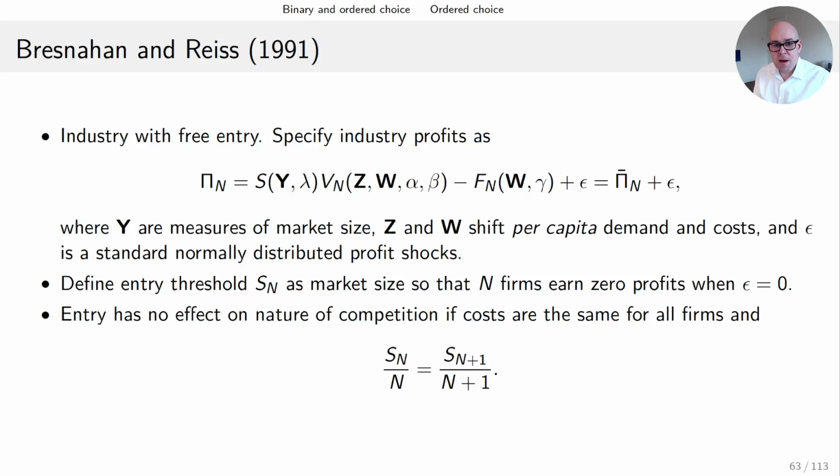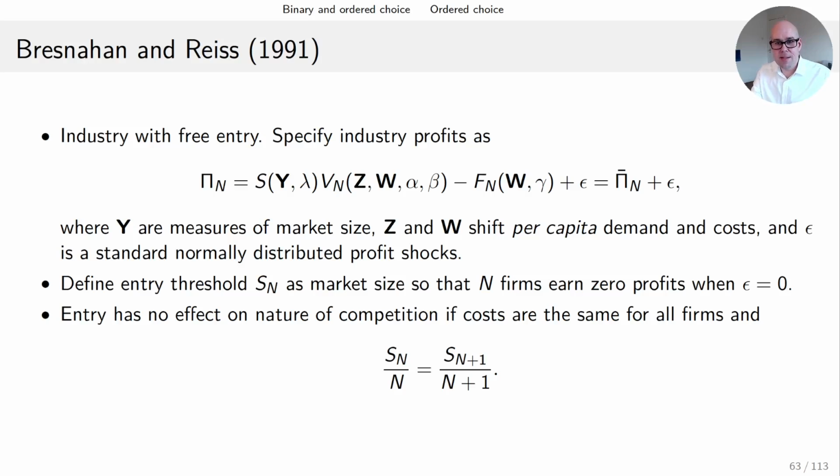And the more firms there are in the market, the more prices will actually decrease. But of course, what you observe in data is that in some markets you have many firms, and in some markets you have fewer firms, and that is of course endogenous. And this is exactly what they model here.